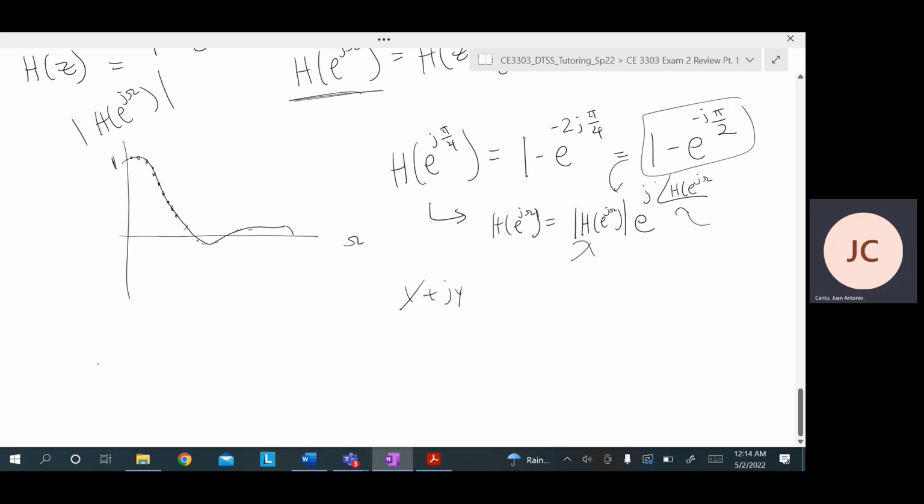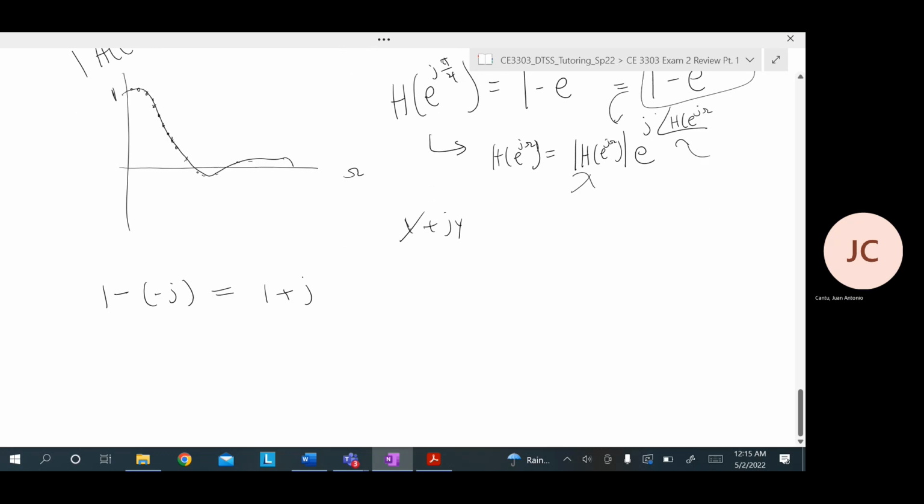If we convert to rectangular, we'll have 1 minus, and then e to the minus j pi halves is simply equal to, I believe, positive j, or is it negative j? It is negative j. So then we'll have 1 minus negative j, which is just 1 plus j. Okay. So now we've easily already gotten this x plus jy, where x is 1 and y is also 1.